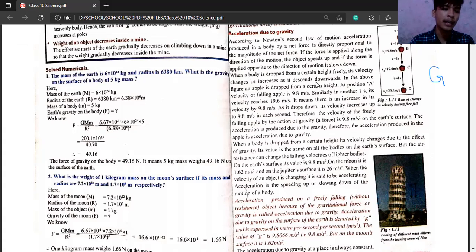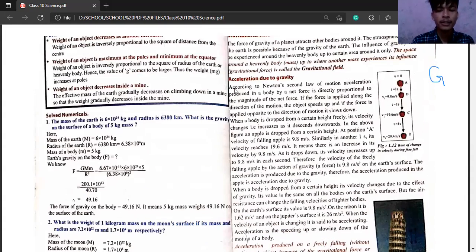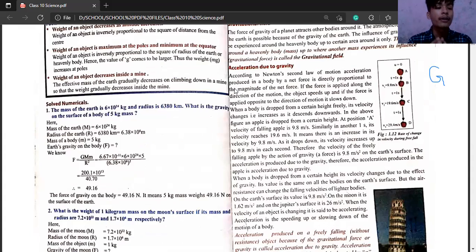I know what you say: the one with more mass falls faster to the ground. That has a separate reason. Right? And we are going to experiment on that also. The feather and coin experiment was done by a scientist named Galileo Galilei. Right? So here we are talking about this condition.